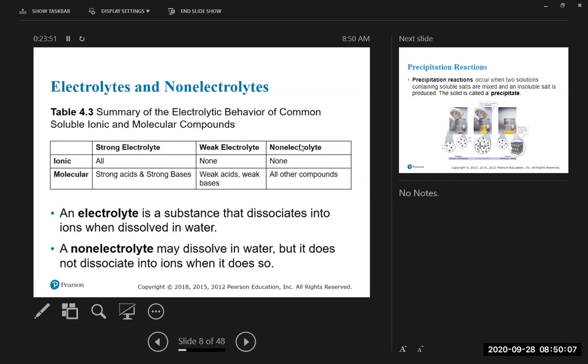For molecules, it kind of depends. Strong acids and strong bases will dissociate the whole way. Like that HCl example we had, HCl is a strong acid. Sodium hydroxide would be an example of a strong base. Those dissociate the whole way, and because they dissociate into their cations and anions, those would be strong electrolytes.